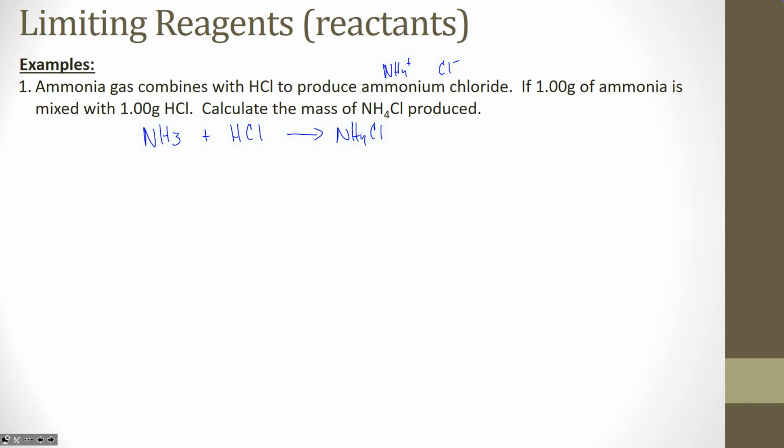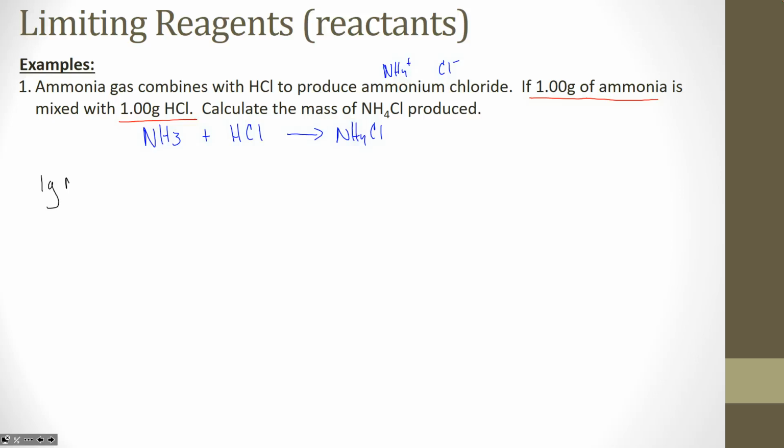Now, in the question, and how we identify this as a limiting reagent question, is that we have 1 gram of ammonia mixed with 1 gram of HCl. So we've been given the amounts of both reactants. So our first step is to figure out which one of those is going to get used up. To do that, we have to get into moles. We got to talk about the number of things, not the mass of those things, because ammonia and hydrochloric acid both have very different masses. So I'm going to write out my 1 gram of ammonia.